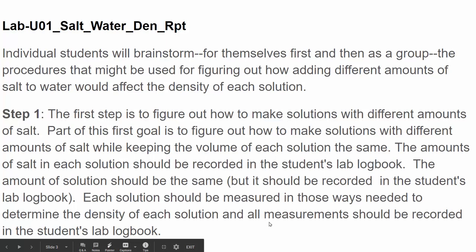So you got two different mass measurements. You got the mass of the salt in each of these samples, and then later after you dissolve the salt, you get the mass of the solution, and you got the volume of the solution. The mass of the solution divided by the volume of the solution will give you the density of the solution. Okay?